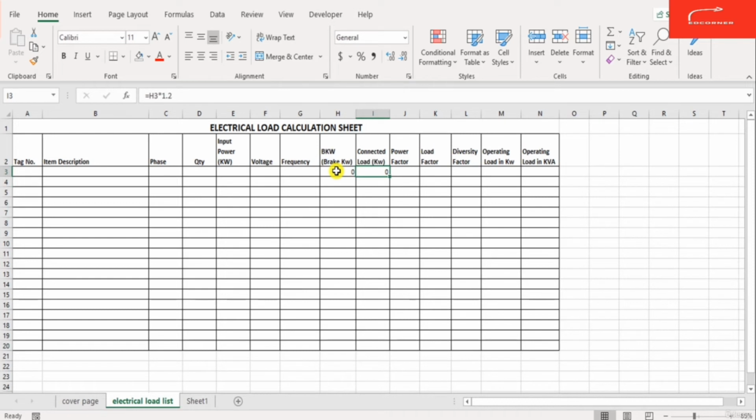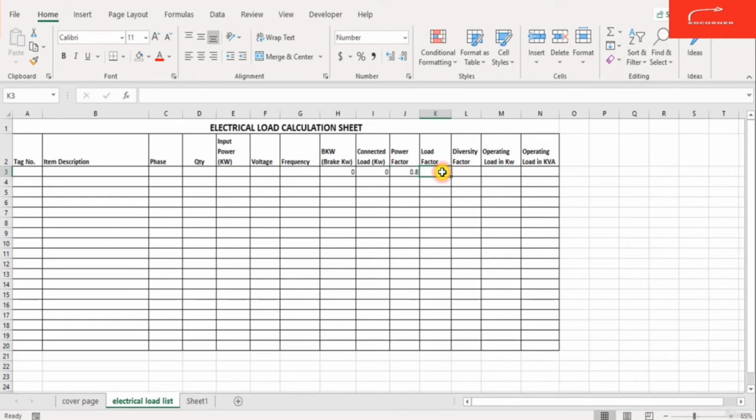Next is the power factor. The power factor for each and every equipment is different, or maybe somehow nearby. For example, I will take the power factor as 0.8. It is the standard power factor we use in an electrical load calculation.